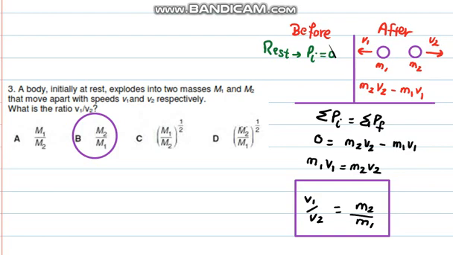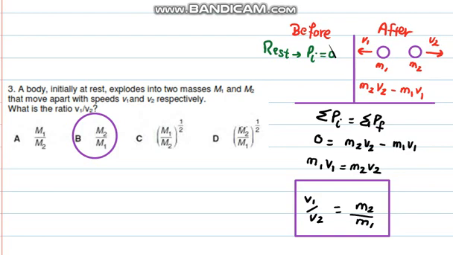So our next question says, a body initially at rest explodes into two masses m1 and m2 that move apart with speeds v1 and v2. What is the ratio v1 over v2? So it says initially the body was at rest, so we can say that the initial momentum is 0. The momentum after the explosion: the bodies will move in opposite directions because it says they move apart, so m1 v1 and m2 v2.